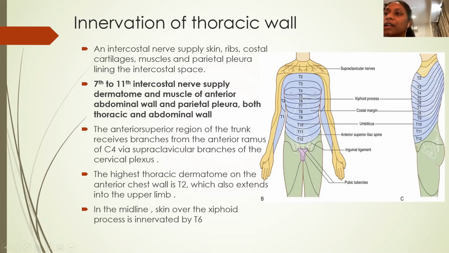The branches over the anterior superior region of the trunk receive from the supraclavicular branch of the cervical plexus. It is from the anterior ramus of C4. So the highest thoracic dermatome on the anterior chest wall is T2, which extends into the upper limb. And in the midline, the skin over the xiphoid process is innervated by T6.